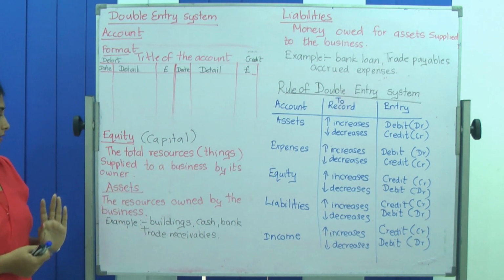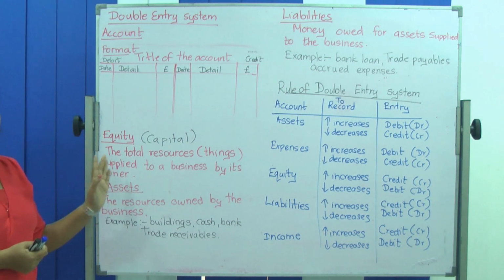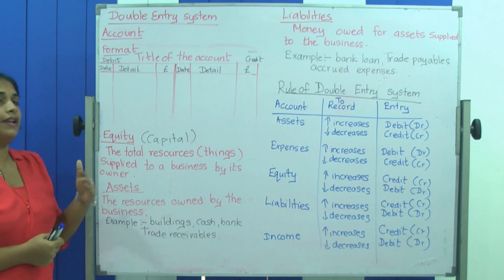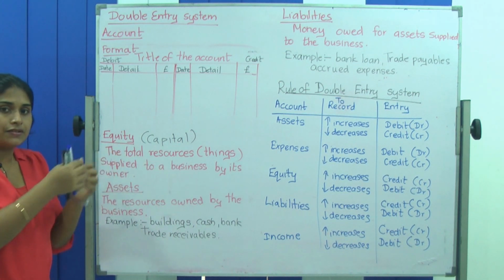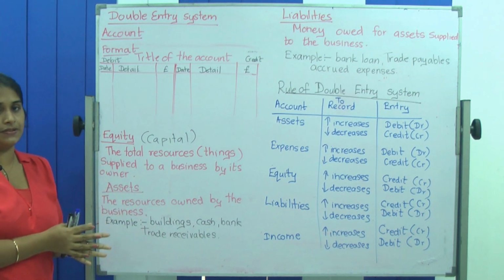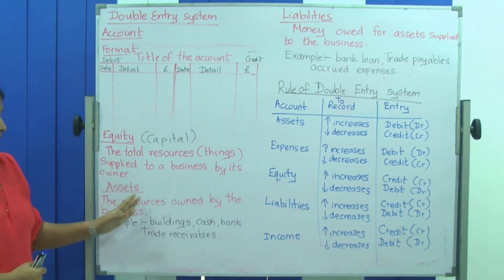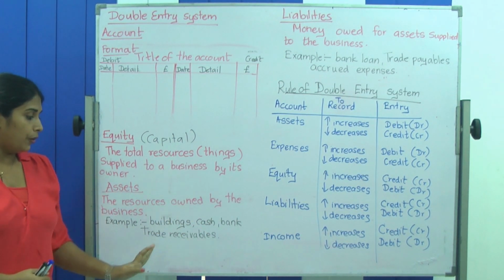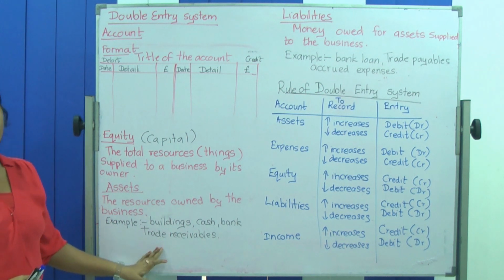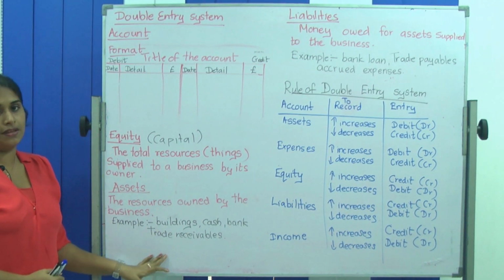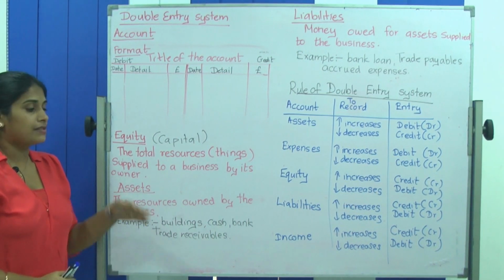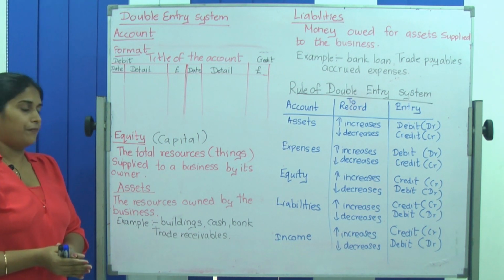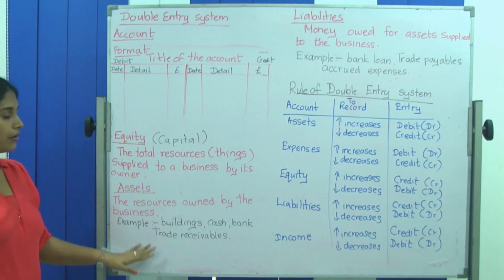The second element is assets. Assets means the resources owned by the business. That means the things the owner has invested, as well as whatever resources are given or taken inside the business while doing business. For example, the building, the cash, the bank, or the trade receivables. Trade receivables means the people who have purchased things from the business on credit. That means without paying cash, they have promised to pay the amount at a later date. These are called assets.